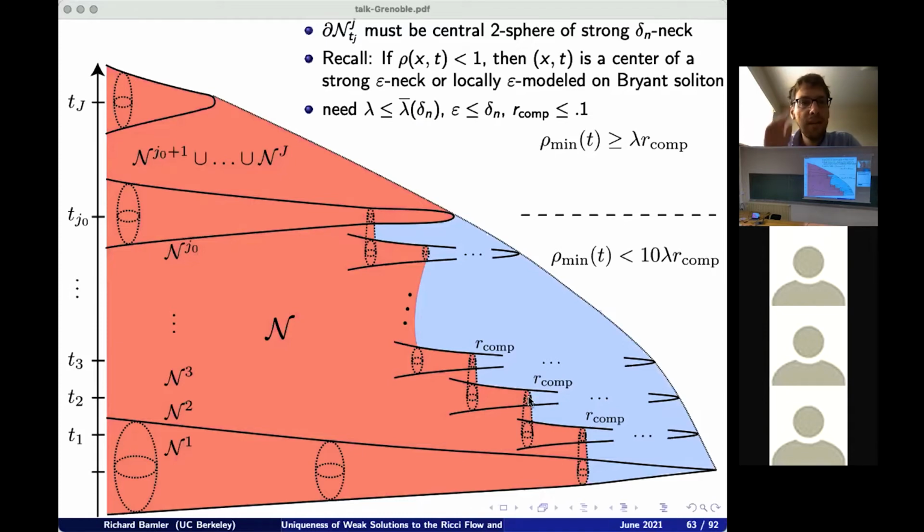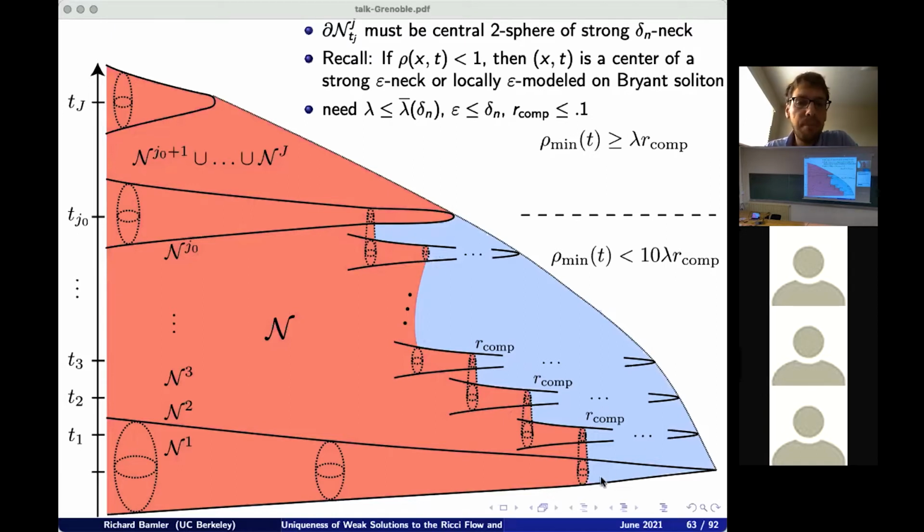Okay. And so now the trick is just to say, well, why don't we choose lambda very, very small? So the quotient of the scale here and the scale here should be very, very small. And so then we can ensure that whenever we are at scale R comp, we are not close to a Bryan soliton, and instead we have to be close to a strong delta n neck. So this way we can guarantee that near the boundary of this red region, we're close to a delta n neck.